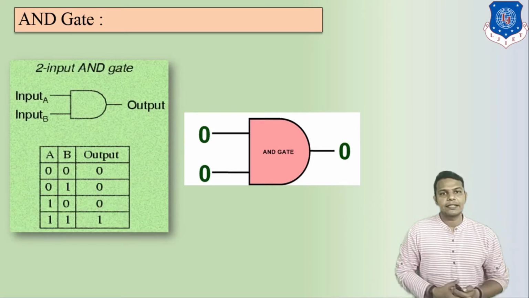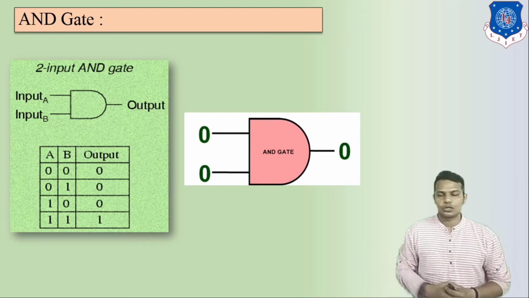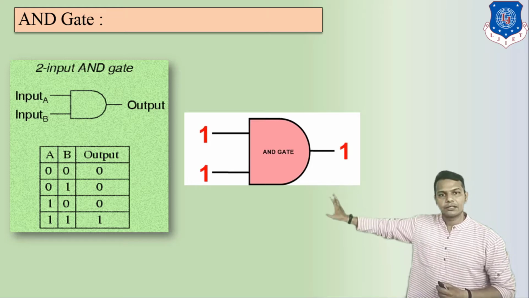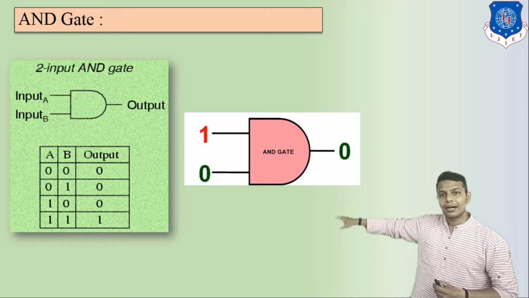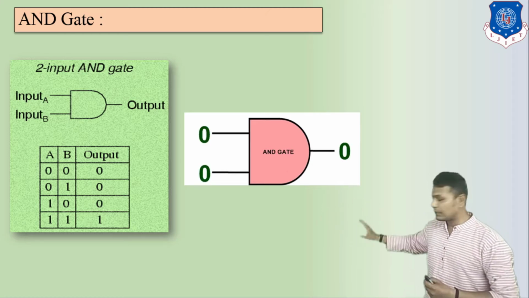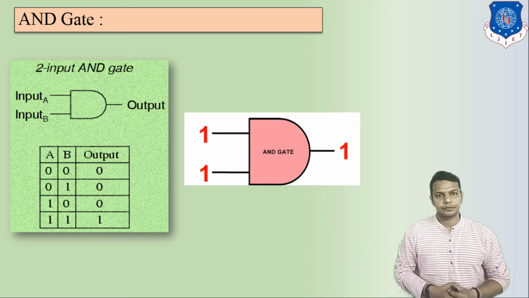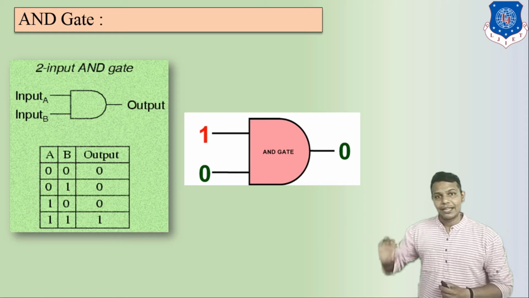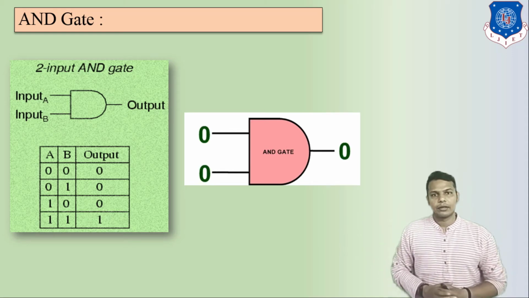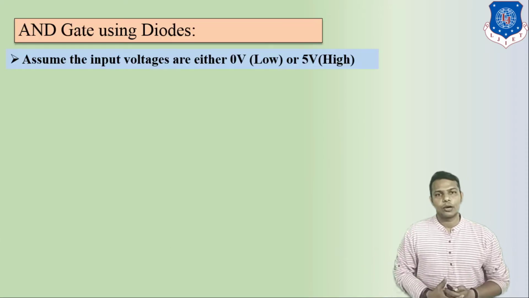Here we can see the two-input AND gate and its truth table. If I enter 0 0, I will get 0. If I enter 0 1, I will get 0. 1 0 gives 0. But when both the inputs are 1, then and only then I will get 1. So with the help of diodes, I have to design the AND gate. Let us design the AND gate using diodes.